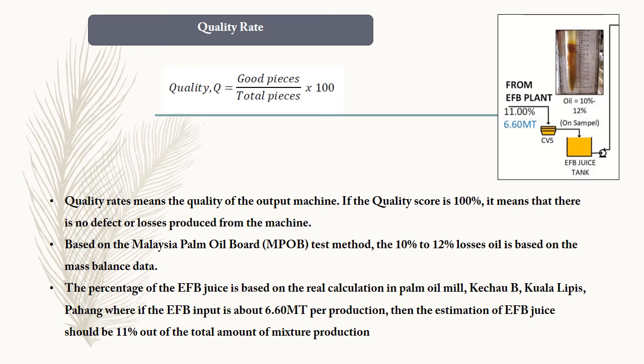Based on the MPOB test method, the 10% to 12% oil losses is based on the mass balance data. The percentage of EFB used is based on the real calculation in pound or minute. Where if the EFB input is about 6.6 metric ton per production, then the estimation of EFB use should be 11% out of the total amount of the mixture production.